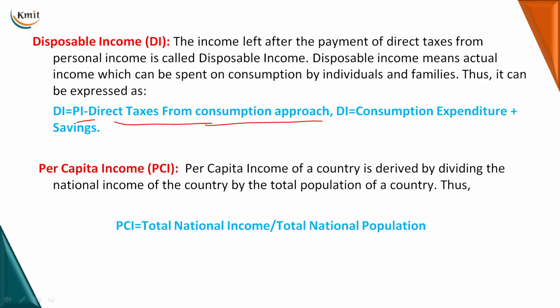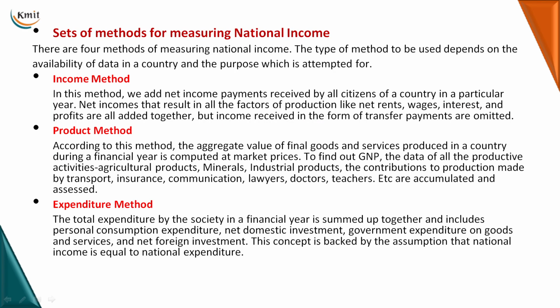Per capita income. Per capita income of a country is derived by dividing the national income of the country by the total population of the country. The formula is total national income divided by the total national population. Now, generally, these are the different methods of measuring national income.